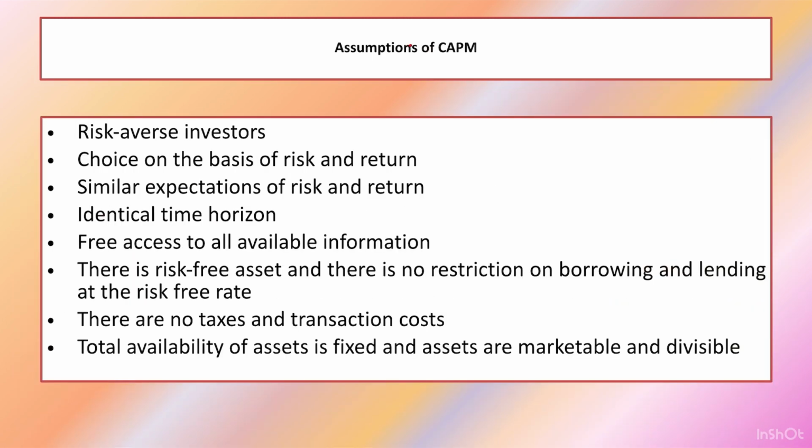This model has certain assumptions that you need to keep into consideration before applying it. First is risk-averse investors. Now, what does this mean? With a lesser or the same level of risk, more and more return is expected by the investors. Next is the choice on the basis of risk and return. Every investor can make choices on the basis of risk and return, which security or portfolio he wants to take. Then, similar expectations of risk and return of all the investors.